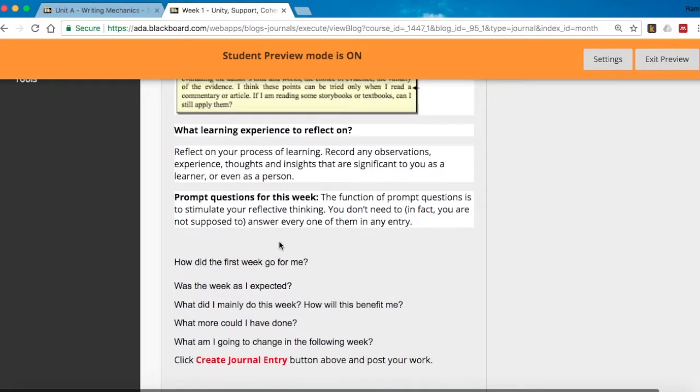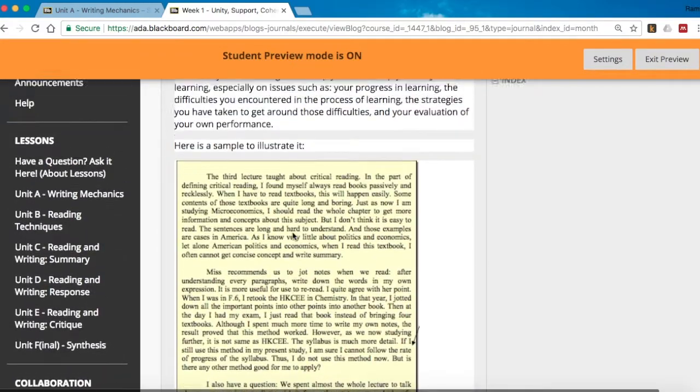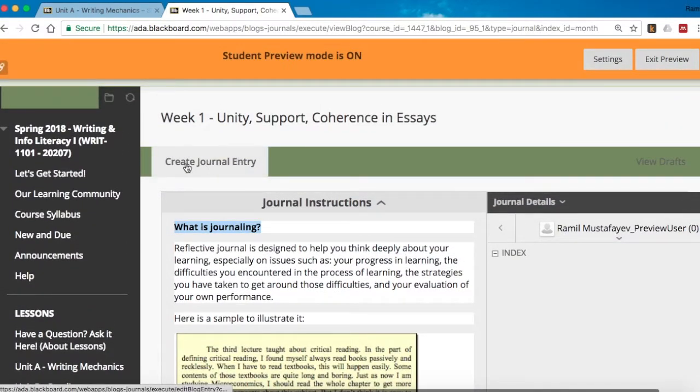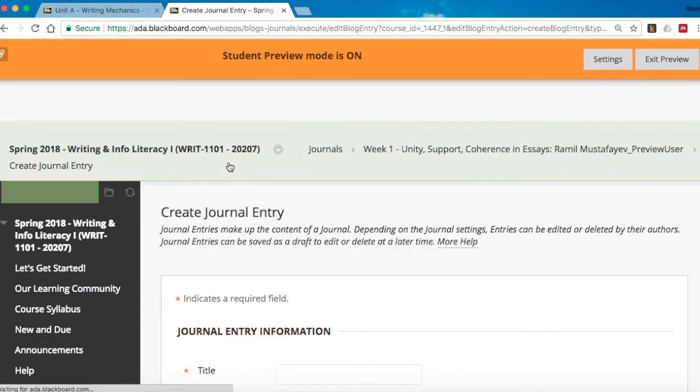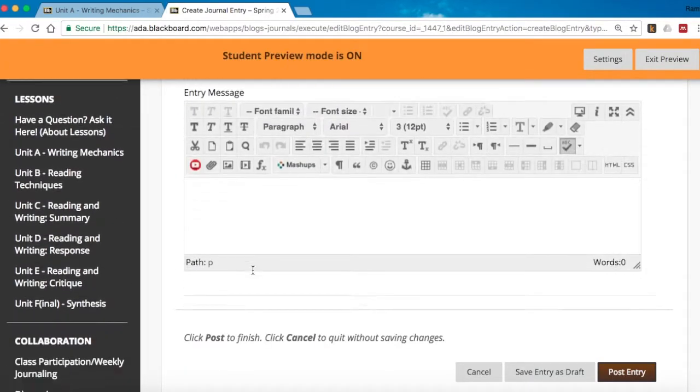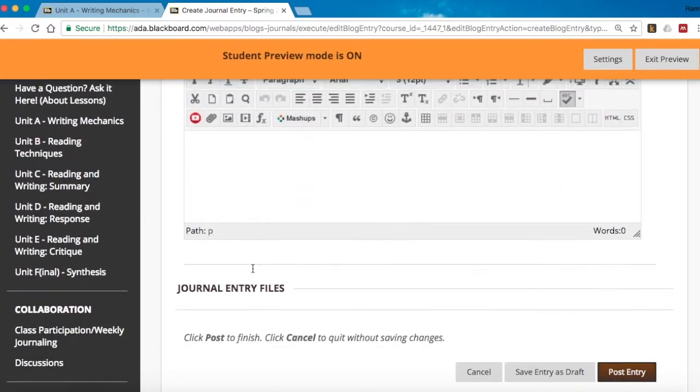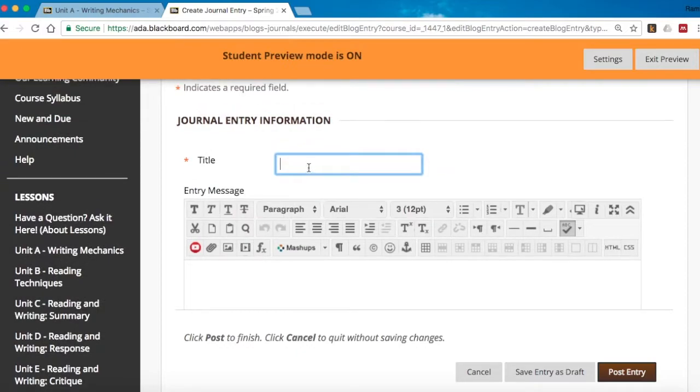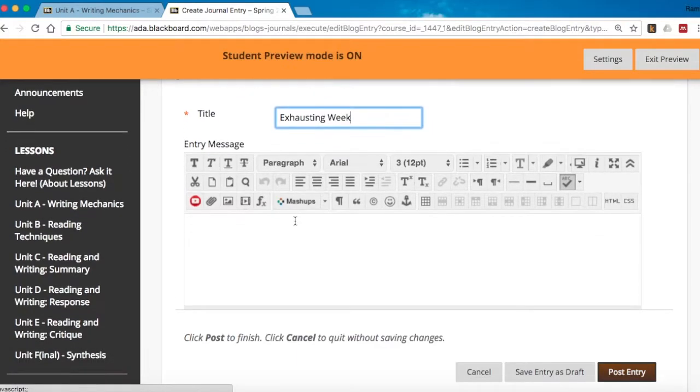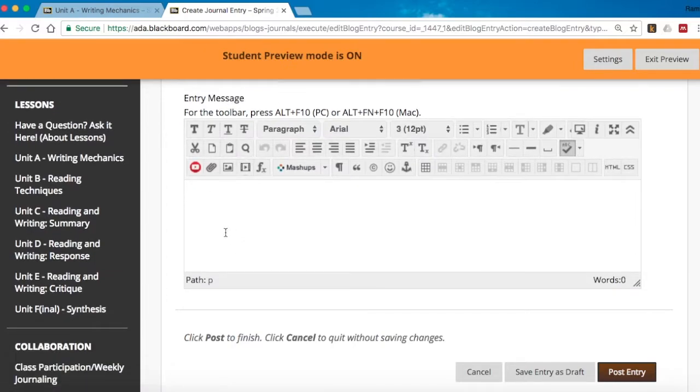After you have read the instructions, and you feel that you're ready, what you need to do is create journal entry. You just click on this and you land on this page, basically. So what you need to do is give your entry a name, like "exhausting week," because we're talking about how the week went for us. And then explain your reflection. I mean, put your reflections here.